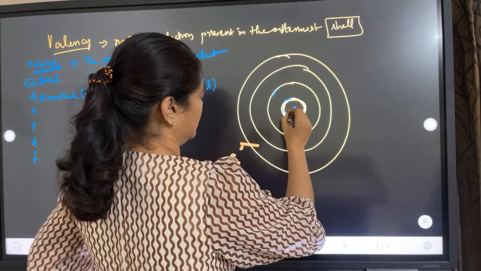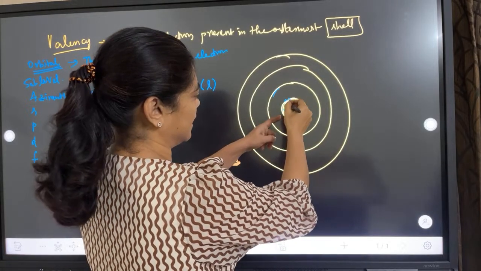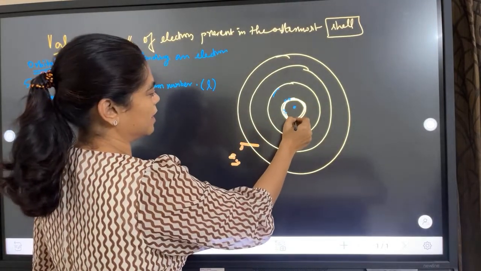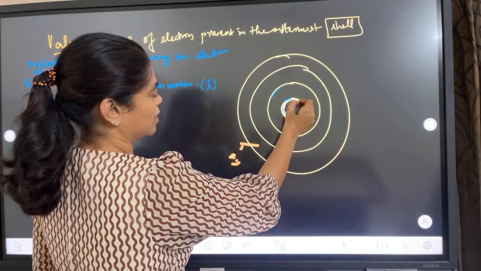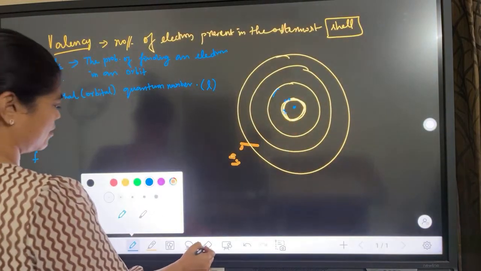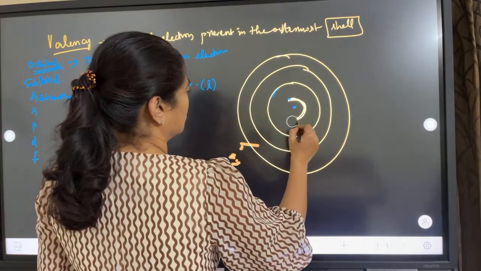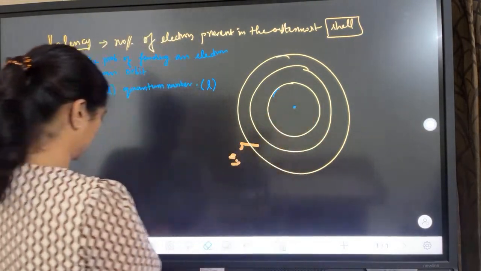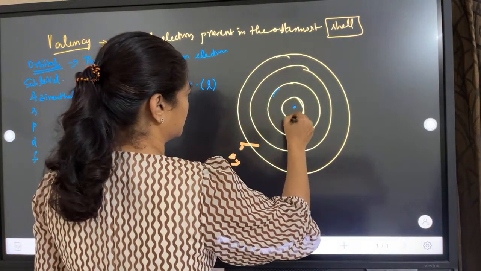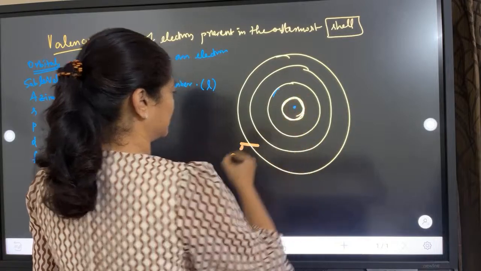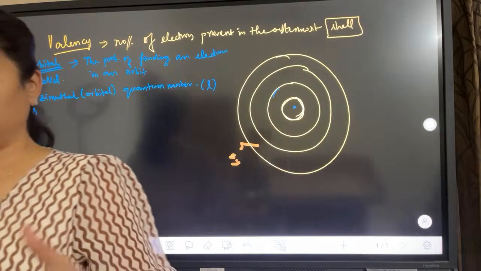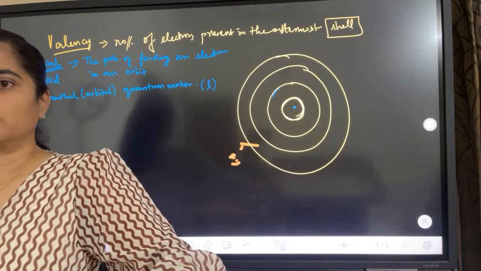For example, this is the probability of finding an electron. It can be here, wherever it might be. It can be here also, right? So this is said to be the probability of finding an electron. The first level consists of only one sublevel, which is named the S level.